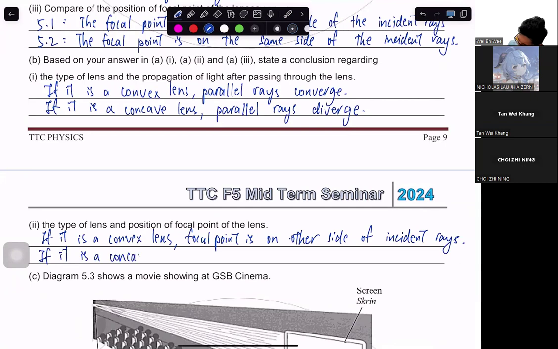Okay, we don't have to write everything, as long as you know what to write. Don't have to write everything down.